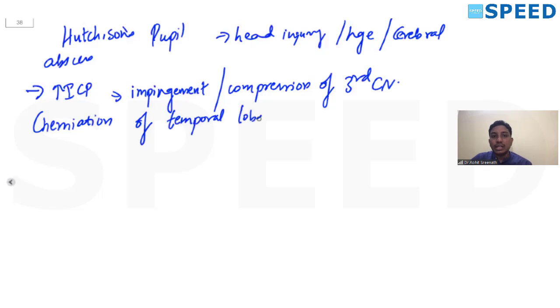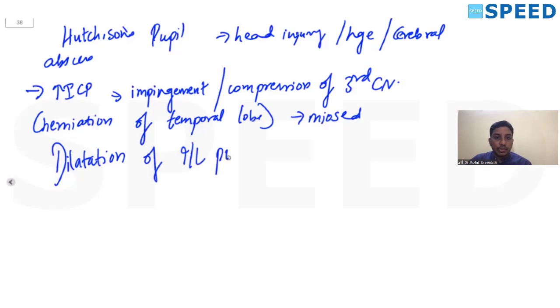So what does this result in? This results in a miotic pupil. Initially in a Hutchinson pupil, the pupil is miotic, because of the irritation of the ipsilateral third cranial nerve. Later there is a dilatation of the ipsilateral pupil which reacts to both light and convergence.